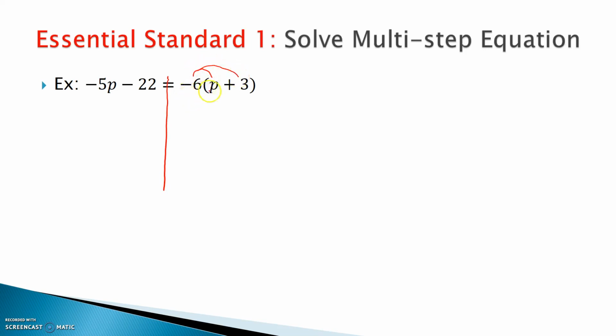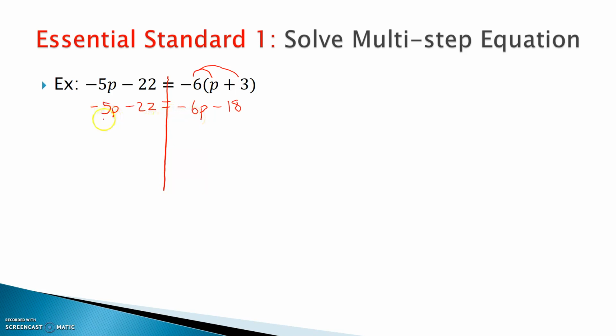So what's -6 times p? Well, that's just going to be -6p. And then what's -6 times +3? It's going to be -18. All right. Now let me bring everything else back down. And again, I want to do one step at a time so I don't overwhelm myself. Break down my -5p. All right, so what can I do next? I have -5p minus 22 is equal to -6p minus 18.